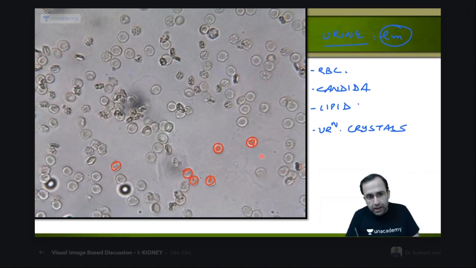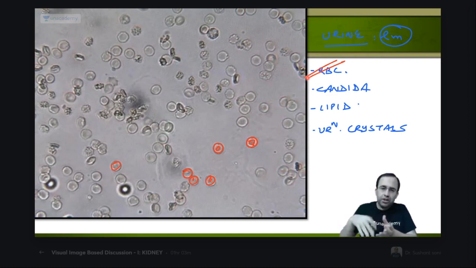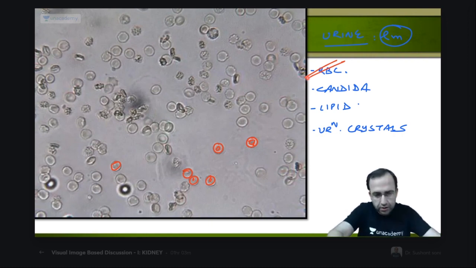But these RBCs are suspended in urine, that is, they are present in water. So their shape is slightly altered, but this is what RBCs look like. Now, all these were close differential diagnoses.